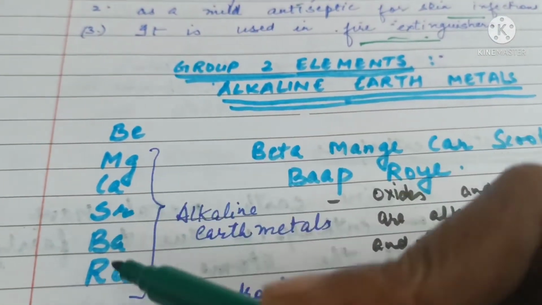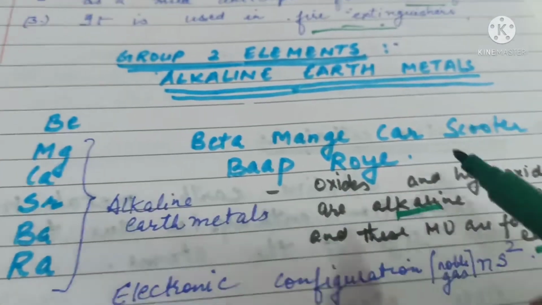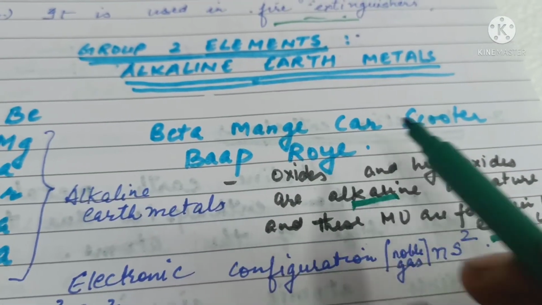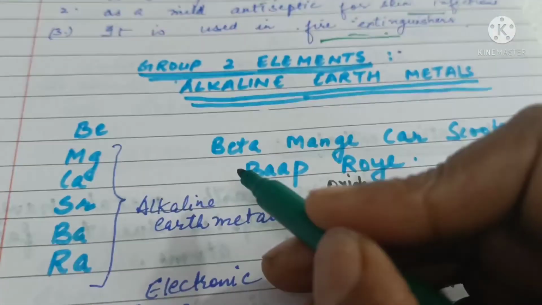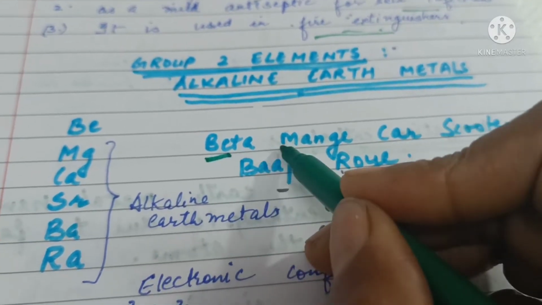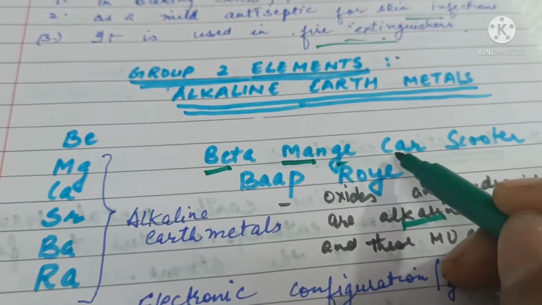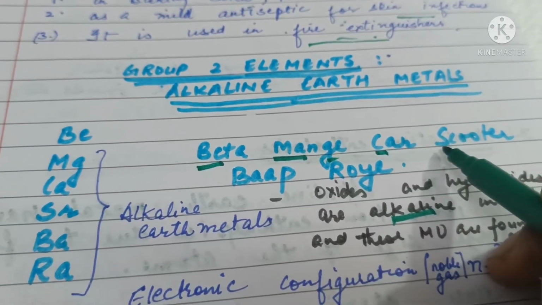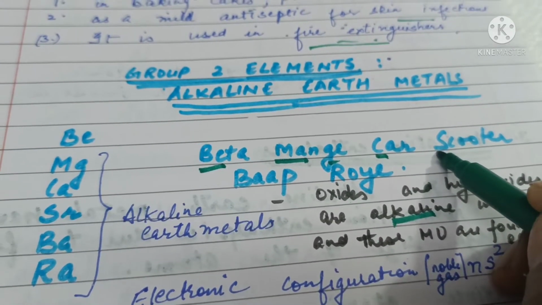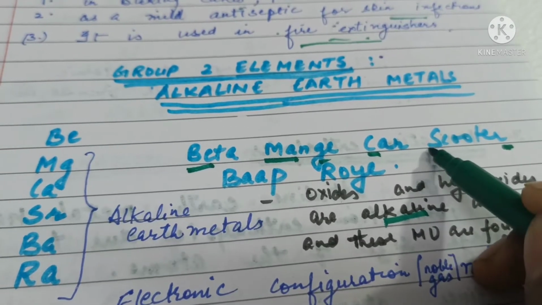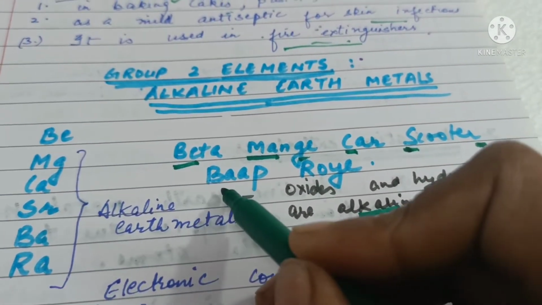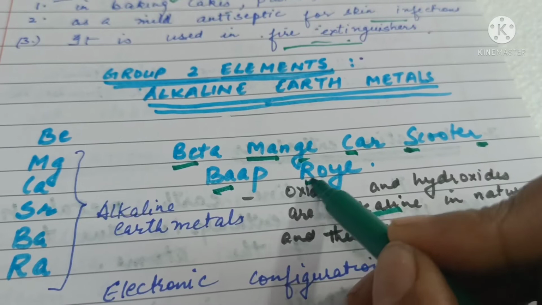You can remember the elements of this group with this: Be Mg Ca Sr Ba Ra. So Be beryllium, Mg magnesium, Ca calcium, Sr strontium, barium, and radium.